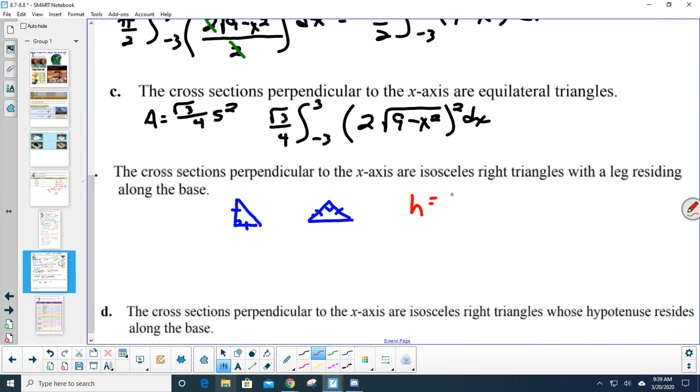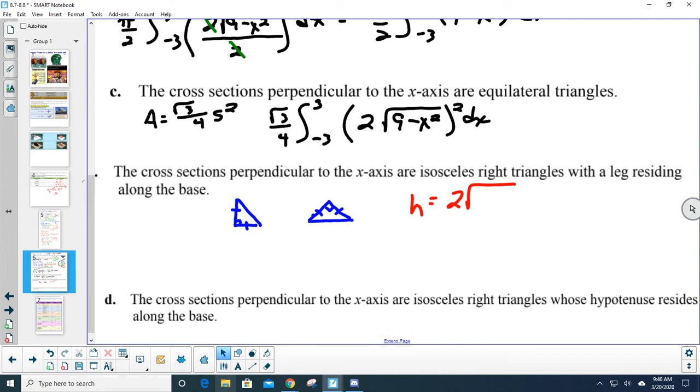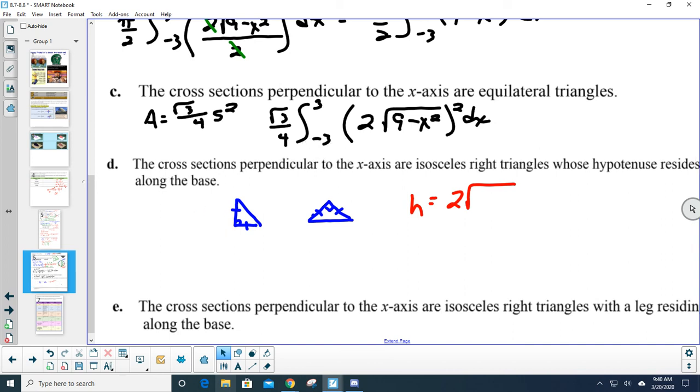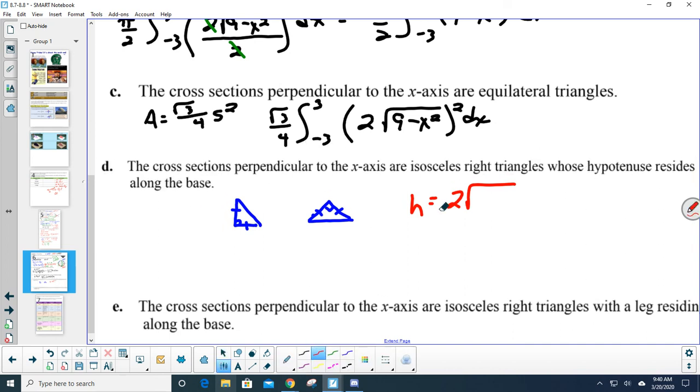And that's 2. You pulled E up instead of pulling D up. Oh, okay. Thank you. E is a lot easier than D. I got 9 minus x squared. So that's my hypotenuse right there.